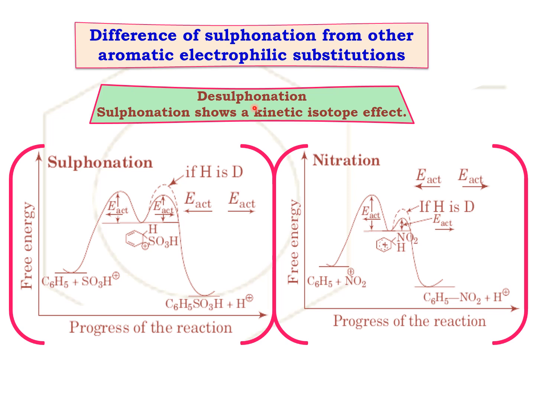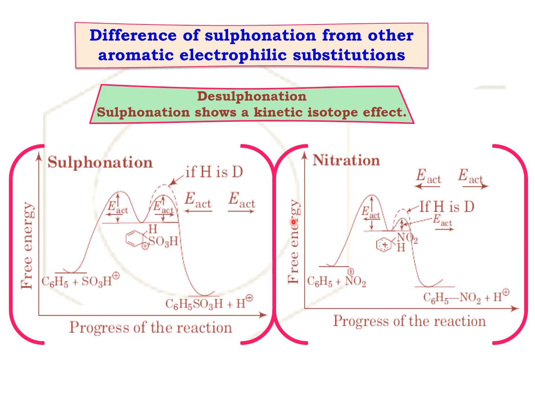And the next thing is, this sulfonation reaction shows a kinetic isotope effect. And when coming to desulfonation, here we should consider the principle of microscopic reversibility. The mechanism was also found to be the reversal of the sulfonation mechanism. Hence, desulfonation is an electrophilic aromatic substitution where the electrophile is found to be a proton.